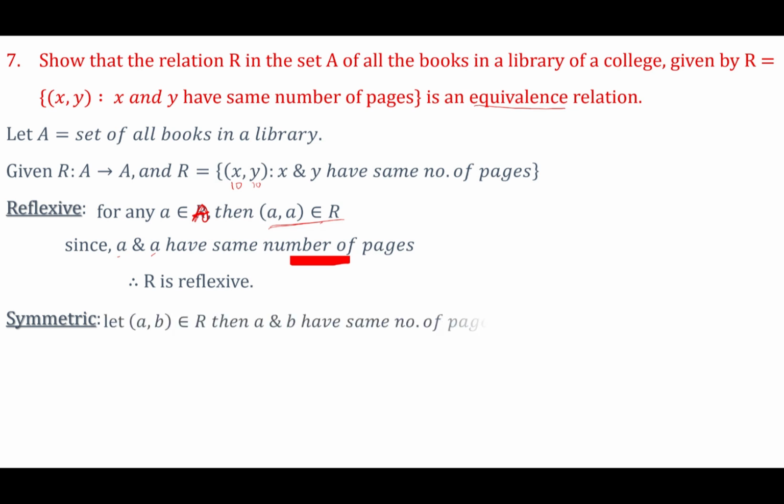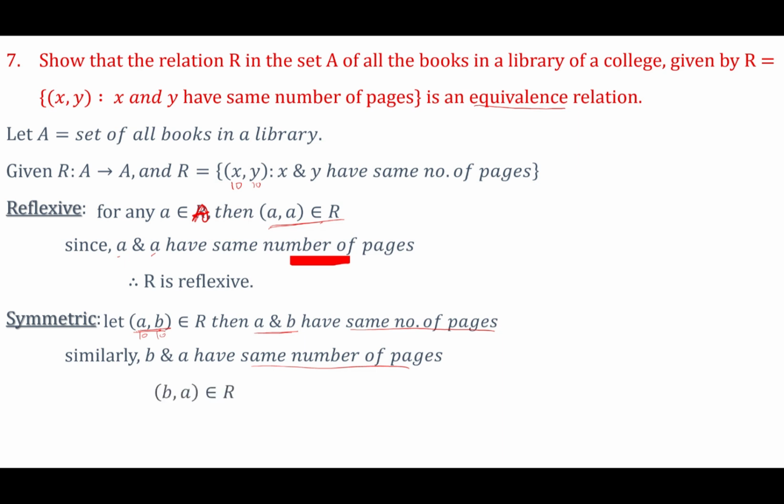A symmetric relation says if (A, B) belongs to R, then (B, A) must belong to R. If (A, B) belongs to R, the meaning is these two books have the same number of pages. Now, if I say (B, A) belongs to R, do B and A have the same number of pages? Yes, because if A is 10, B is also 10. So (B, A) belongs to R. So it is a symmetric relation.